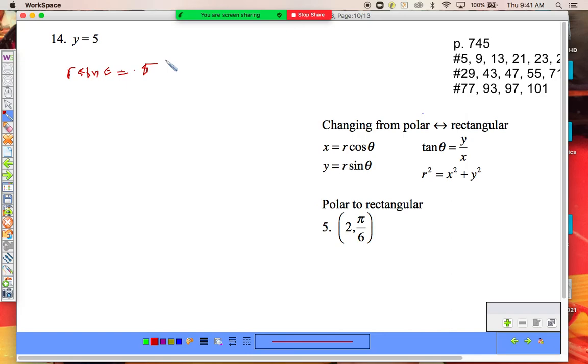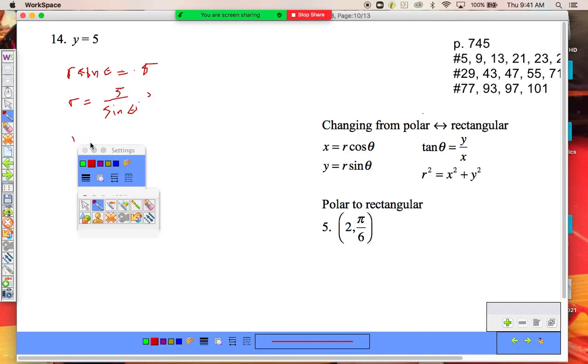I don't know why my pen's starting to mess up now, but I have r sine theta equals 5. To solve for r, I'm going to divide by the sine of theta. I'm going to clean that up. I want one more step. So if r equals 5 over sine theta, what's the cleanest and best answer you can give me? What does r equal?